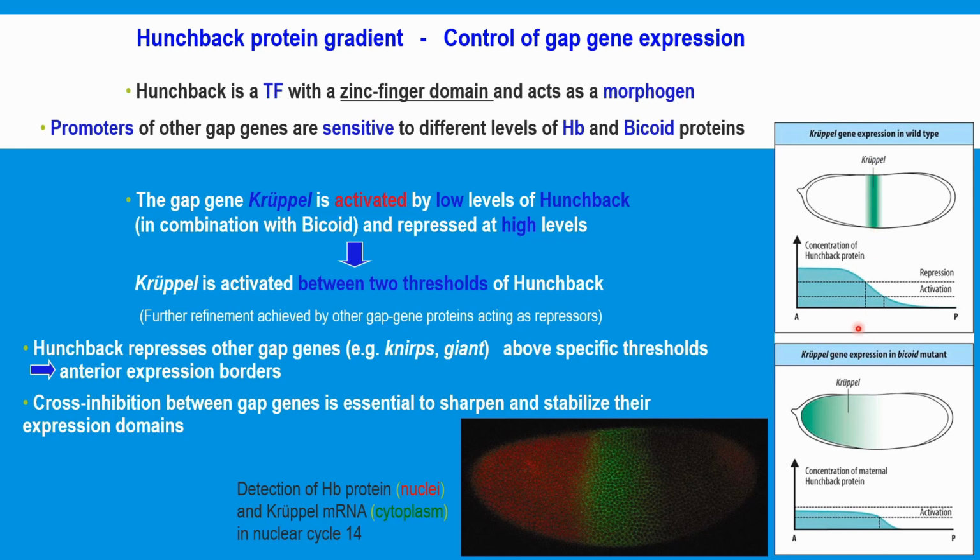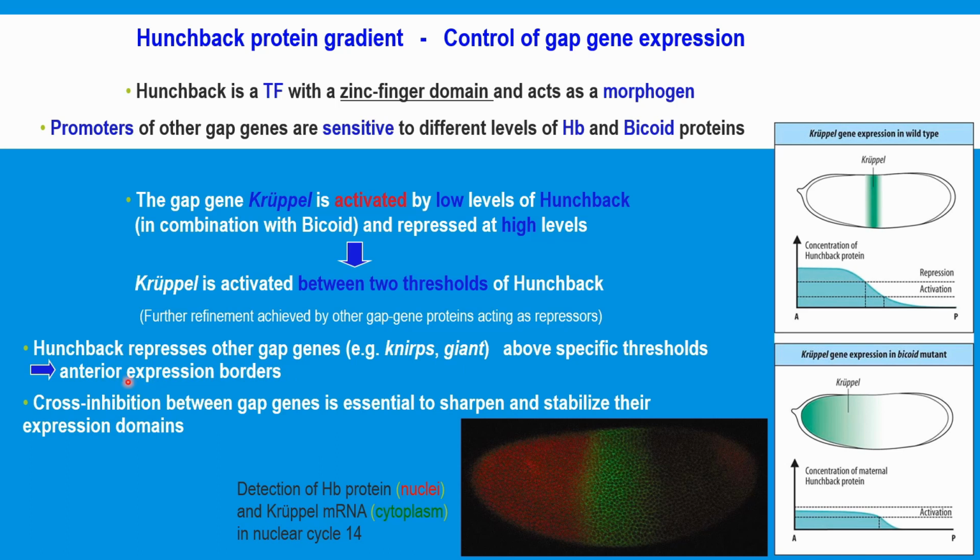And this can be demonstrated to some extent. If we have a bicoid mutant, we have low levels of hunchback, and Krüppel will be expanded. The Krüppel domain will be much more broad, right? Just due to these lower levels of hunchback, quite a lot of it sits in the activation domain. Hunchback also represses other gap genes, knirps and giant, and again in this it has these specific thresholds of hunchback that will act to sharpen the anterior expression borders of knirps and giant.